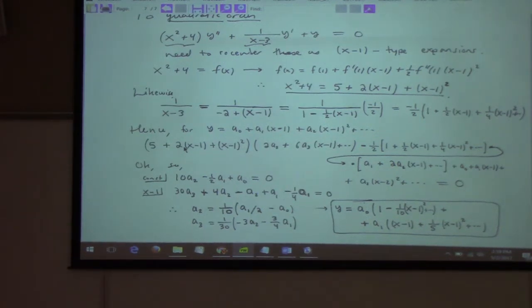So in the solution, we have a naught plus a1 times (x minus 1) plus a2 times (x minus 1) quantity squared, plus stuff. So if this is, I may have an arithmetic mistake here still. So that's a1 over 20 minus a naught, right? It's (x minus 1) squared. Just this piece, right?